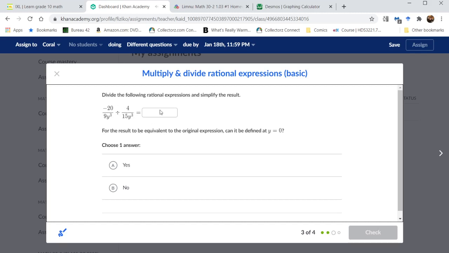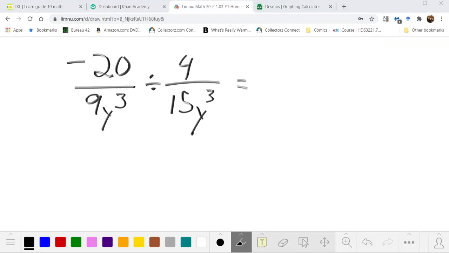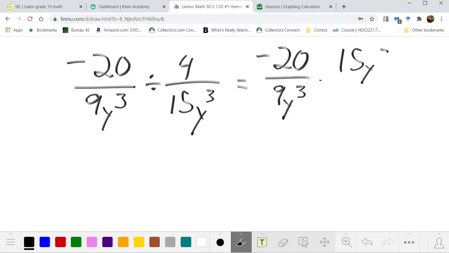For our second, again, when it's division, I prefer to recopy so that we can do all of the relevant cancellations. So our negative 20 over 9y cubed divided by 4 over 15y cubed. Our negative 20 divided by 9y cubed is unchanged. We reciprocate the other function before we multiply. And now we start canceling when we can.